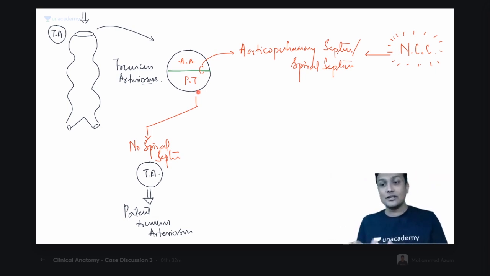Truncus arteriosus is remaining patent. It is remaining as it is, guys. There is no division into ascending aorta and the pulmonary trunk. That is condition number 1. So what is the problem there? The problem is with the spiral septum not at all forming.